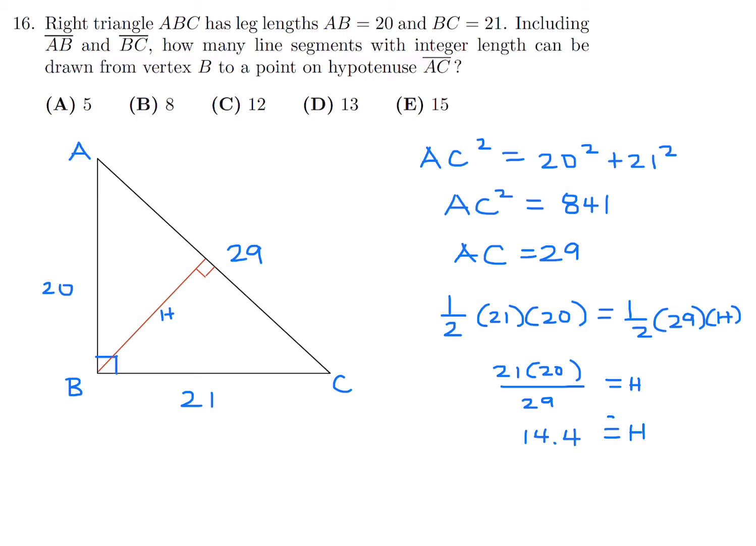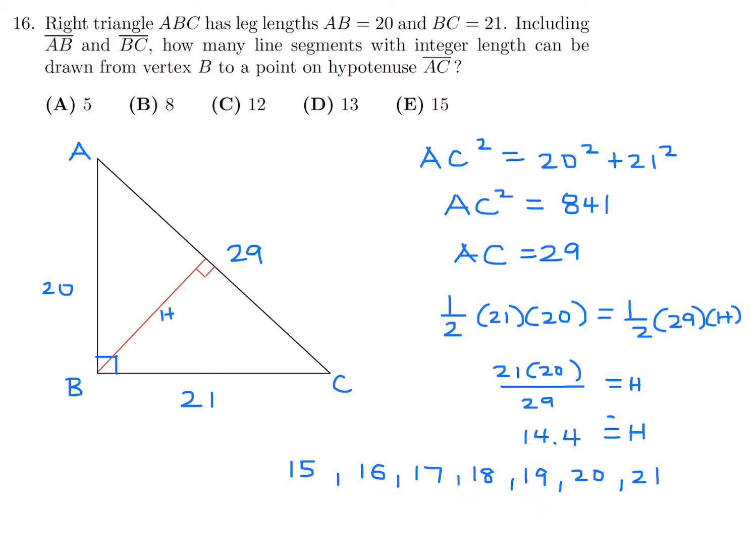So the smallest integer would be 15. And then we can keep going like that, 16, 17, 18, 19, 20, all the way up to 21, because they're saying including AB and BC. So since AB is 20 and BC is 21, that's pretty much the biggest. Now, how many did I get? 1, 2, 3, 4, 5, 6, 7. But 7 is not one of the answer choices.